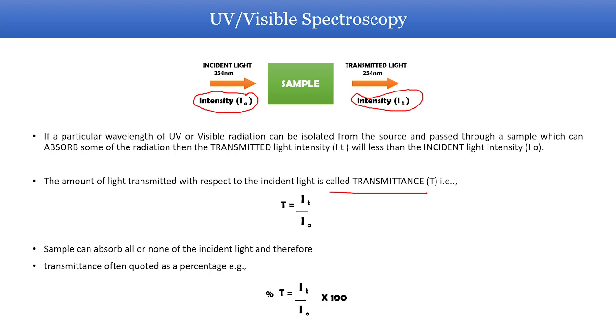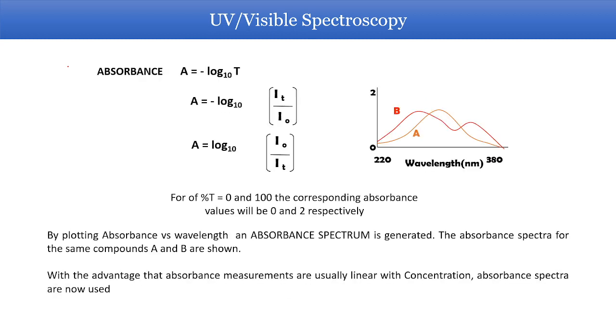We do not observe the absorbance directly. What we have in hand is the incident light intensity and the transmitted light intensity, that is I0 and IT. So transmittance is IT by I0 into 100. Now absorbance A equals minus log to the base 10 of transmittance, where T equals IT by I0.